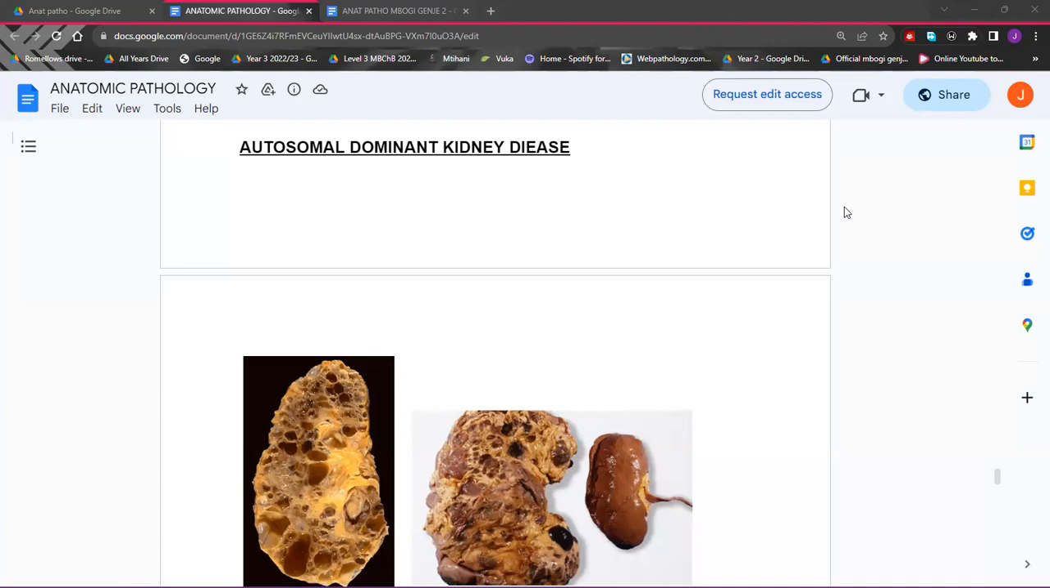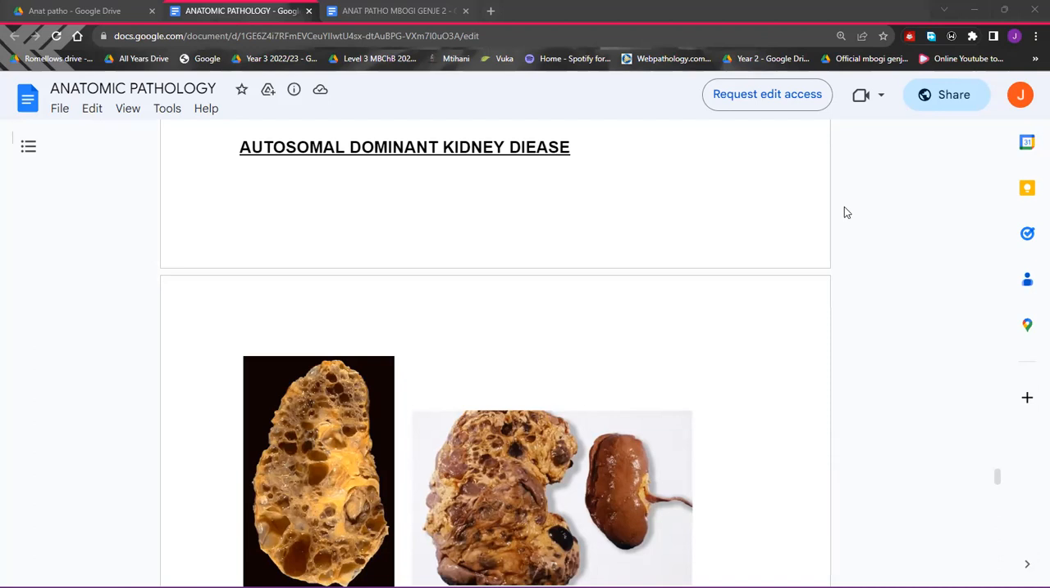Which other organs can be affected by multiple cysts or multiple cystic appearance? We have the liver. Yes, we saw that last time. Any others? Ovary. Yeah. Also, you can have it in the pancreas and in the brain. Yes, the brain, exactly.